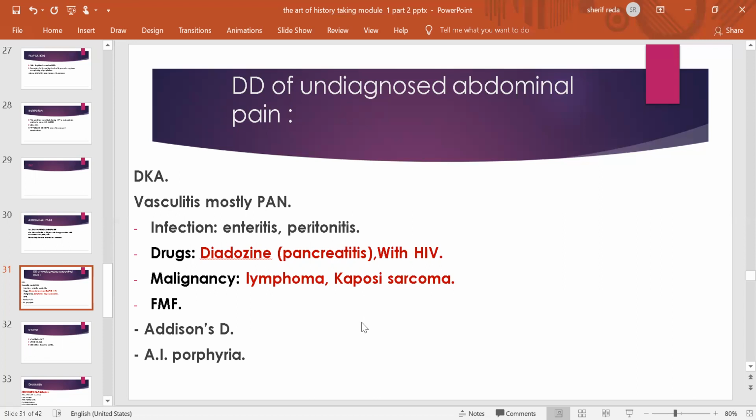GIT, or drugs like didanosine that can cause pancreatitis, and it's one of the drugs given with HIV, malignancy like lymphoma and Kaposi sarcoma, familial Mediterranean fever, Addison disease can also cause abdominal pain, and acute intermittent porphyria. This is a very important differential diagnosis, not only for the exam, but also for everyday practice.